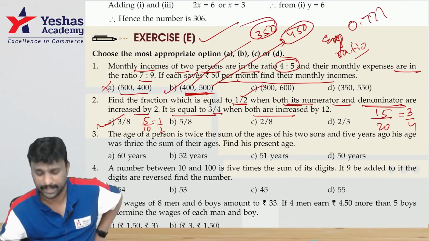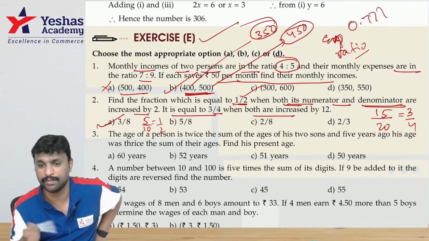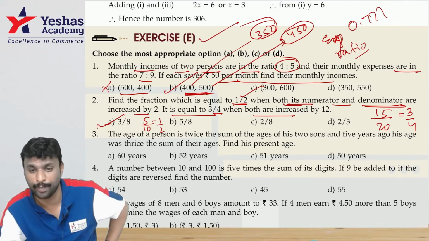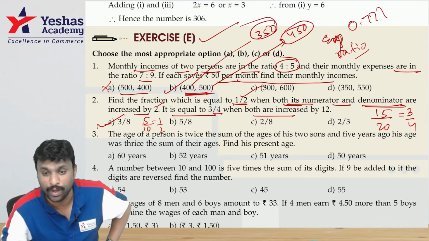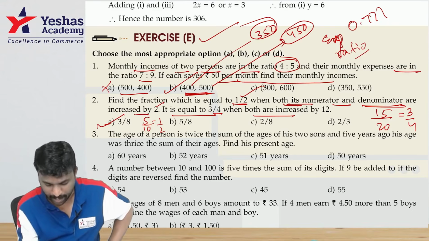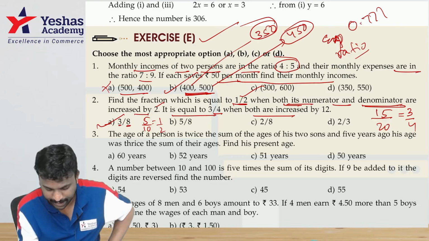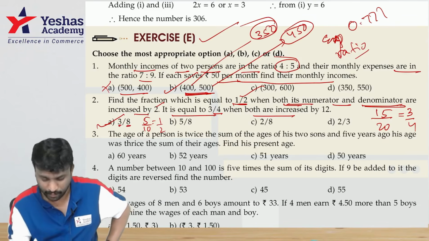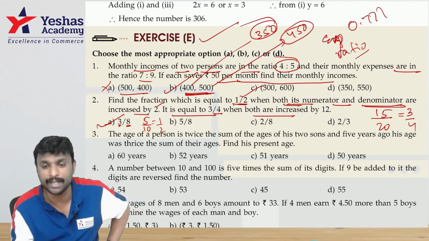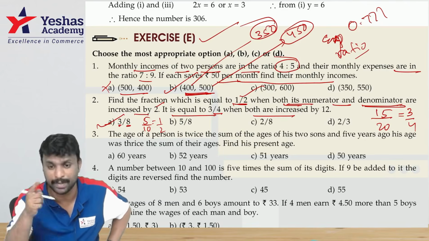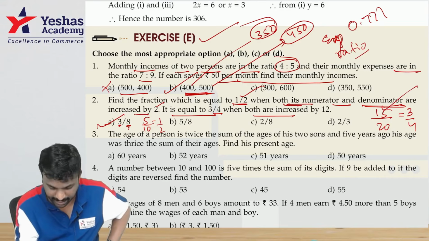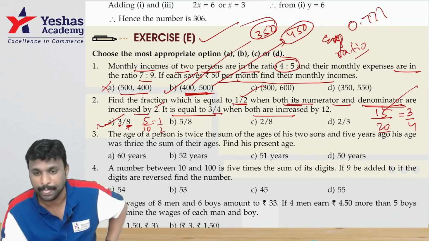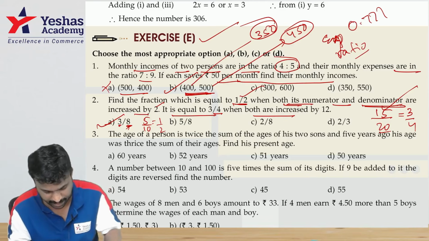Have you all understood? See, they're asking us to find the fraction such that by adding 2 to both numerator and denominator, the fraction becomes 1 by 2. When I added 2 to both numerator and denominator of 3 by 8, I got 5 by 10, which is nothing but 1 by 2. When I added 12 to both, that means 3 plus 12 is 15 and 8 plus 12 is 20. 15 by 20 is 3 by 4 only. That means option A is the right answer.